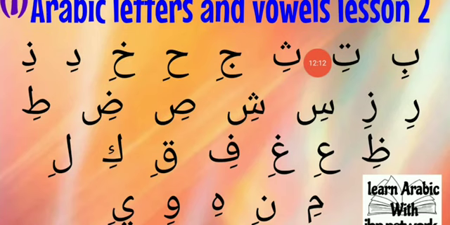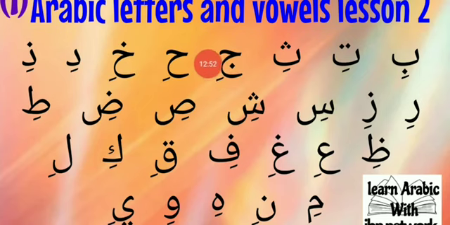Here we have tha together with kasra. So we say tha kasra thi, tha kasra thi, thi, thi. Here we have jim together with kasra. So we say jim kasra ji, jim kasra ji, ji, ji.